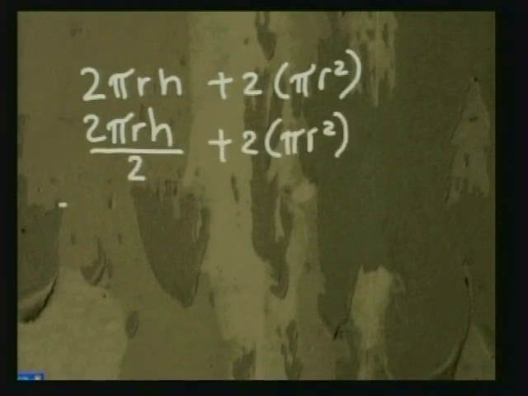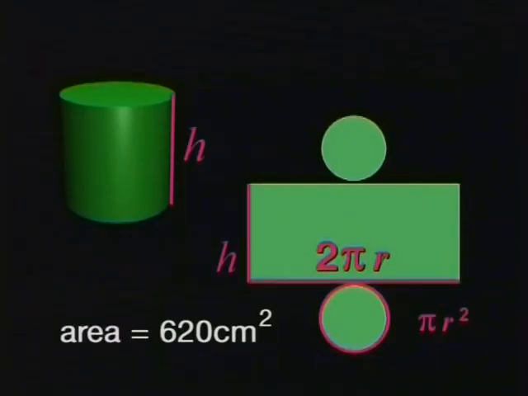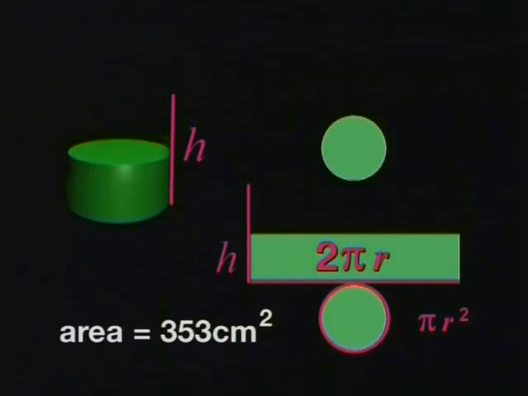Added to this number, the answer is about 353 square centimeters. You can check my workings on a calculator. So this cylinder has a surface area of about 620 square centimeters. This cylinder with half the height of the other one has a surface area of 353 square centimeters. That's more than half of 620. Although the height is halved, that doesn't make the surface area half of the bigger one.